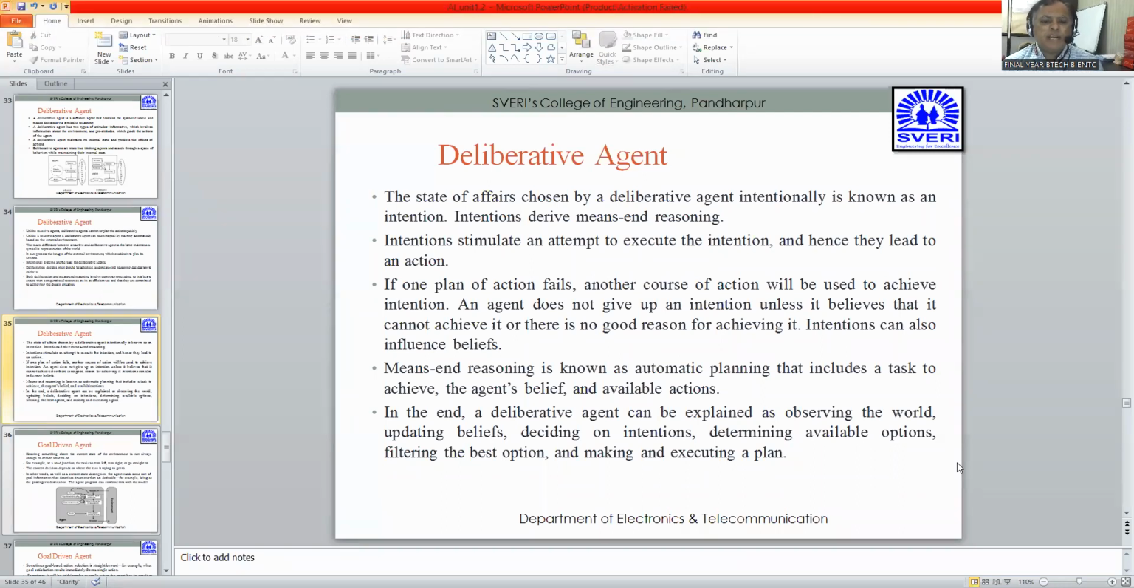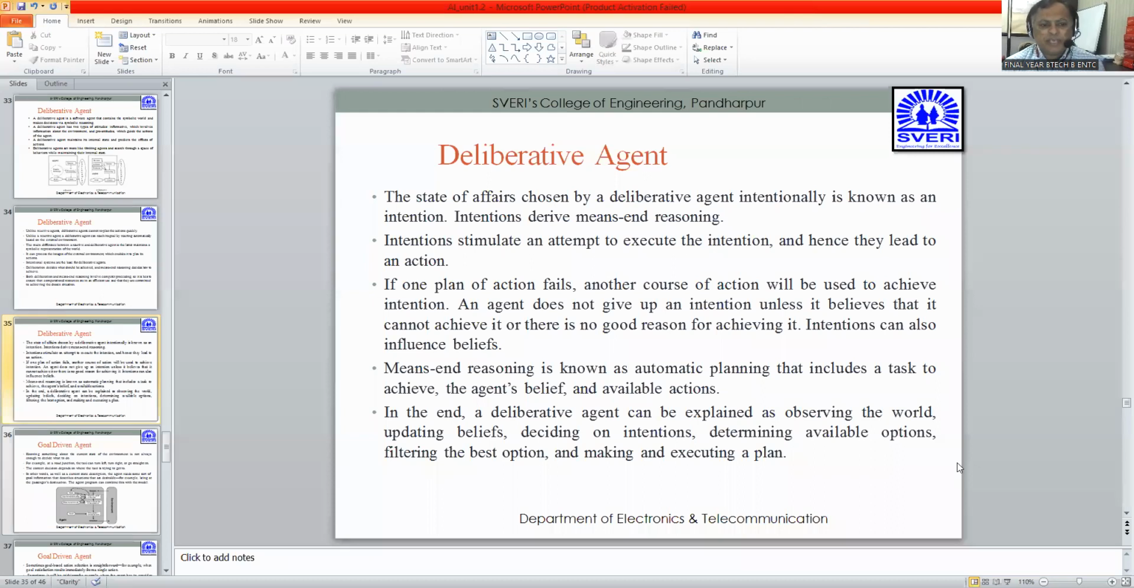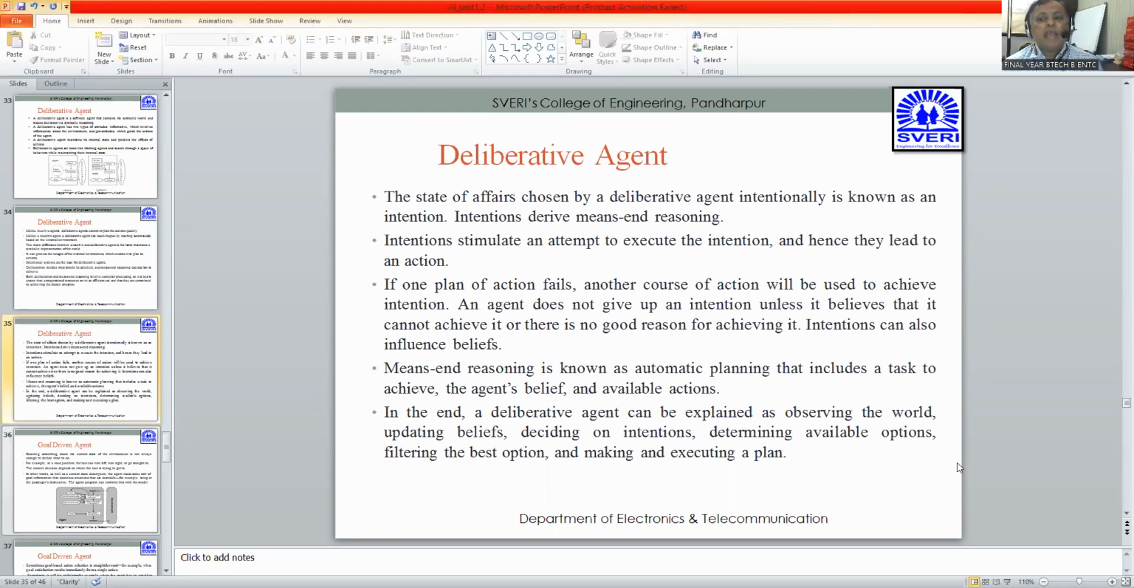Intention stimulates an attempt to execute the intentions, and hence they lead to an action. That's why I said, as soon as my intentions are good enough, they will stimulate. And if you stimulate, then the execution will take place, and as the execution takes place, they can lead to actions. That is what the thing is about.